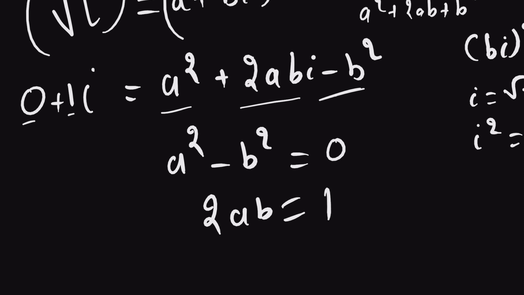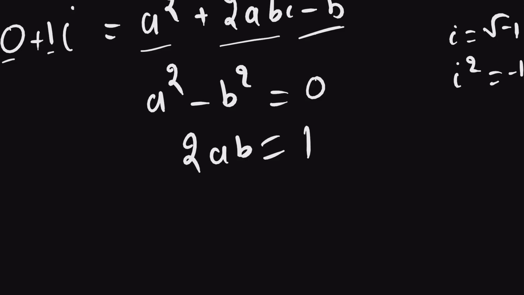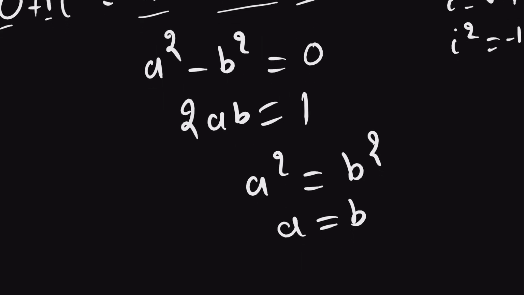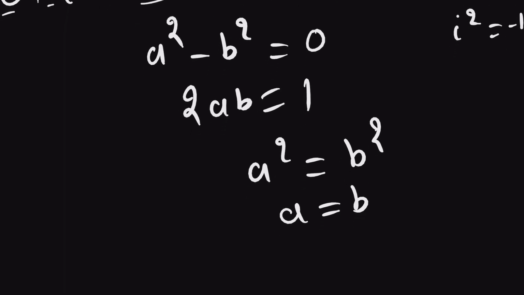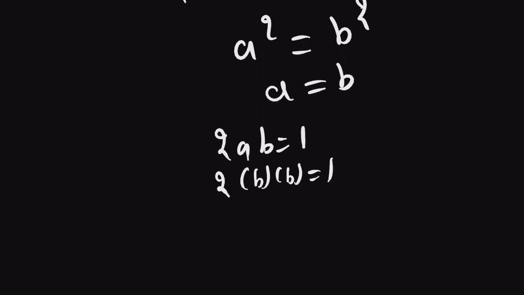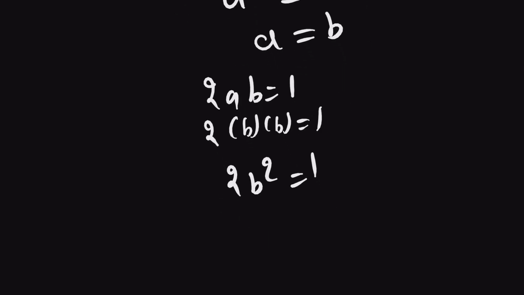Now let's solve a squared minus b squared equals 0. Let's add b squared to both sides, so we get a squared equals b squared, which basically indicates that a is equal to b. Now we're going to solve for 2ab equals 1. So we're going to substitute a equals b. So 2ab equals 1 is the same as 2 times b times b equals 1. So 2b squared is equal to 1. Now let's divide both sides by 2. We get b squared equals 1/2.